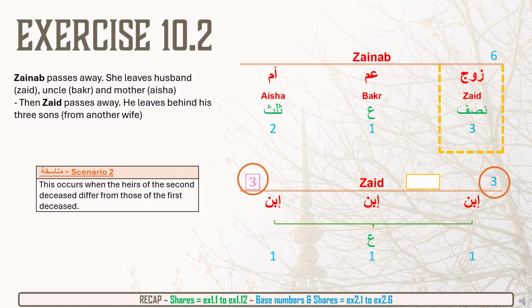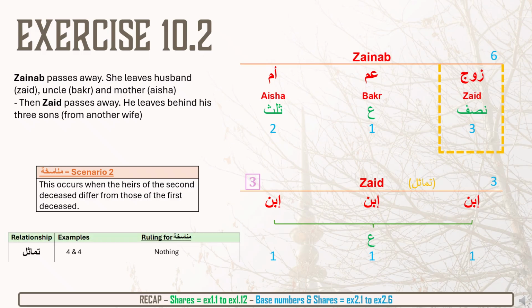And we compare these 2 numbers. So the purple 3 on the left hand side and the blue 3 on the right hand side, or in other words, the shares kept aside in purple and the secondary base number in blue. We compare these 2 numbers and we look at which relationship it is between the 4 relationships that we've learned. Okay, and because both numbers are exactly the same, which we call tamathul, then the rule for tamathul is that we don't need to take any further action. And the answer is complete.